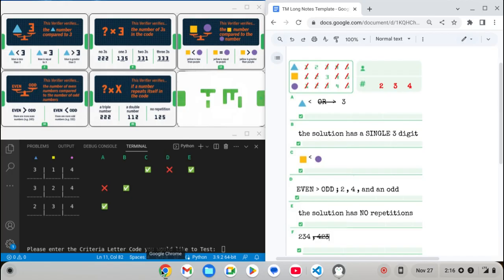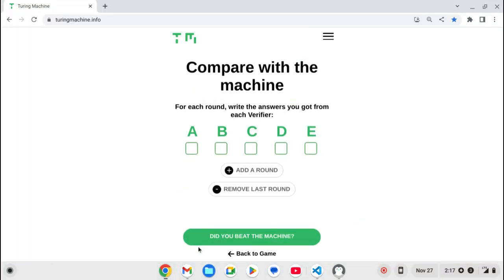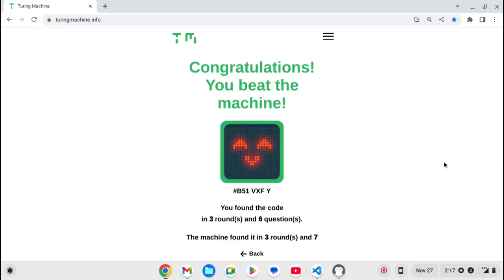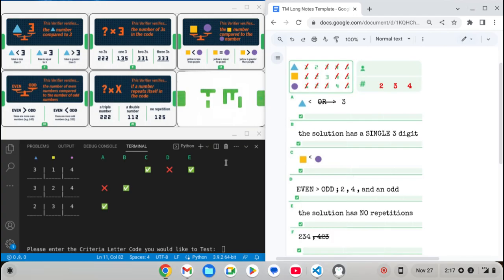Okay, so let's go check it out. C, D, E in the first round. So C was correct. D was incorrect. E was correct. I believe A was incorrect. B was correct. And then we retested A. Wow! Totally surprised. So we both went to 3 rounds, but we only had to do 6 tests, and the Turing machine did it in 7. So we still beat it by 1 question.